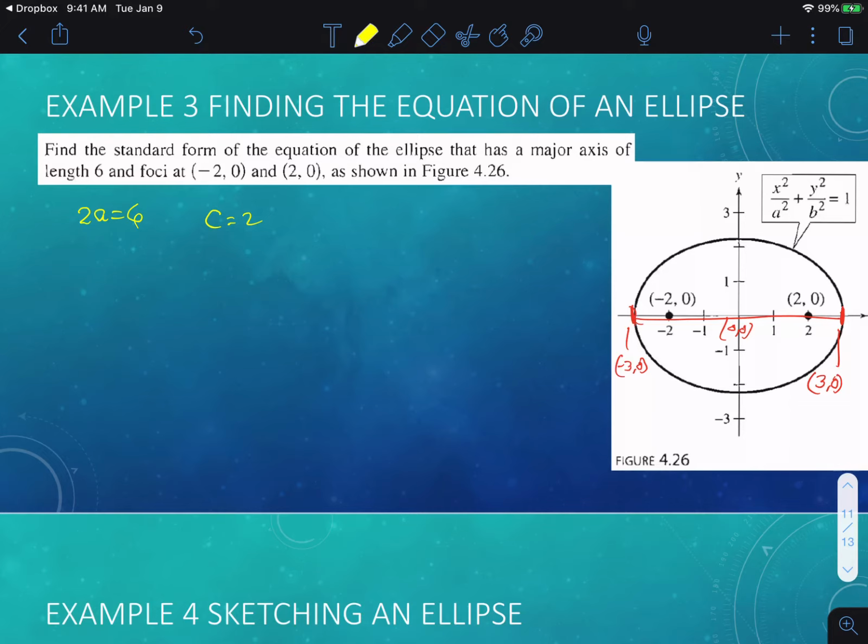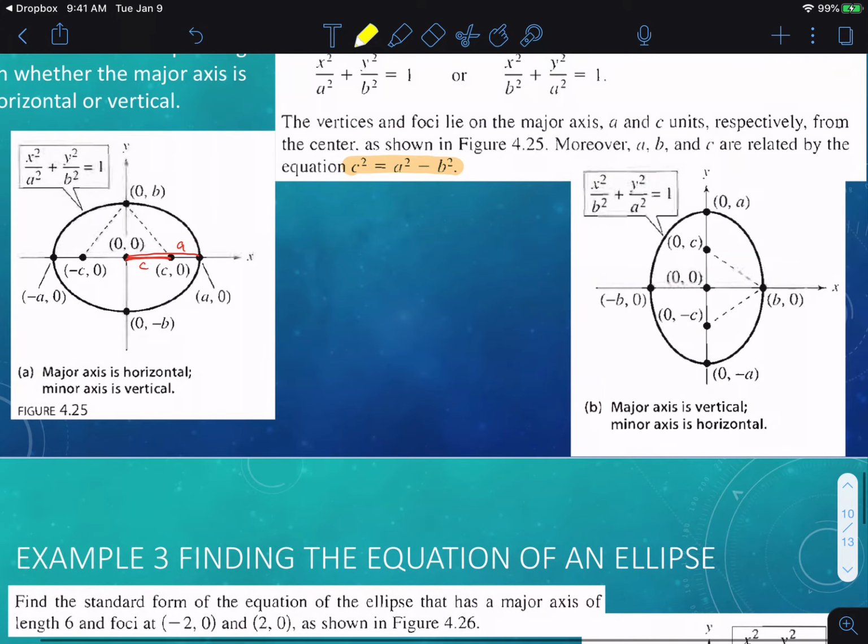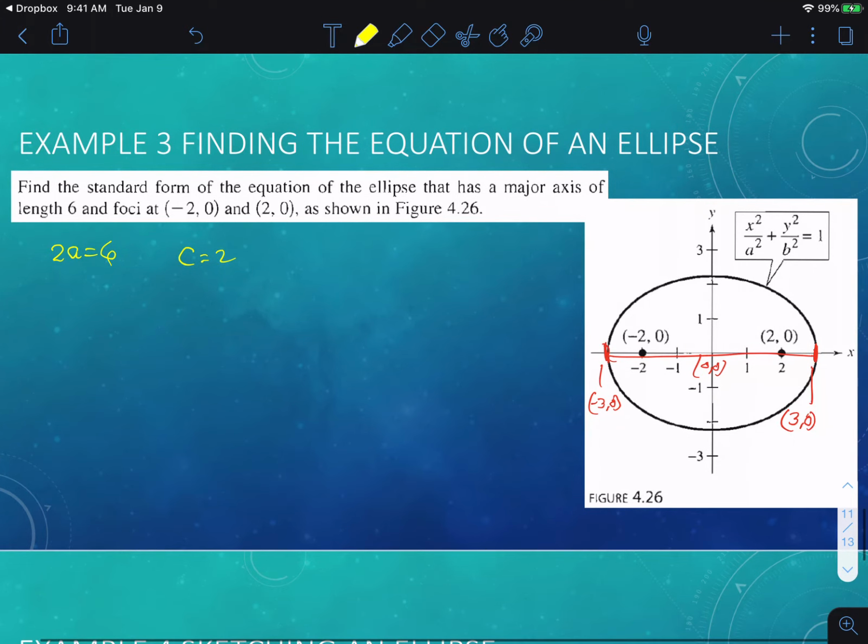We've also been told that the relationship of c squared to a squared and b squared is c squared is equal to a squared minus b squared. Well, we know all this stuff. So we have c is 2, so 2 squared is equal to 3 squared, because when we divide both sides by 2 here, we get a is equal to 3, minus b squared. B squared is the only one that we don't know.